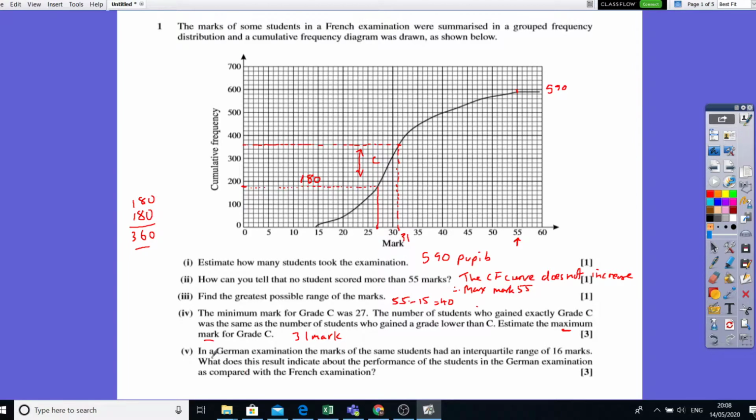Okay, let's look at this next one. In German examination, the marks of the same students have an interquartile range of 16. What does this result indicate about the performance of the students in German examination as compared to the French? So we're looking at the interquartile range. Right, what am I going to do here? What I could do is, if I use a different color, I'm going to use blue.